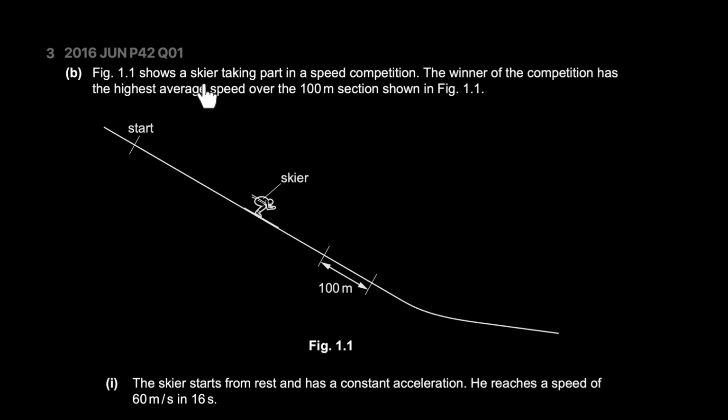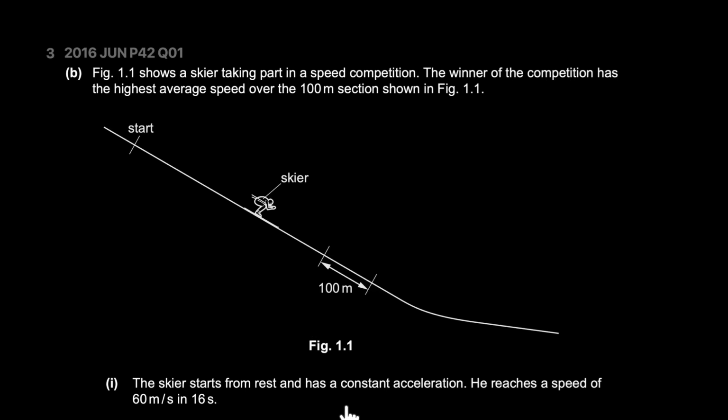Question number 3 shows a skier taking part in a speed competition. The winner of the competition has the highest average speed over a 100-meter section shown. Okay, so he's falling, he really tries to accelerate, and at this point they try to measure the fastest speed during this period before they stop. That's cool. They give them some time to accelerate, to do the best they can.